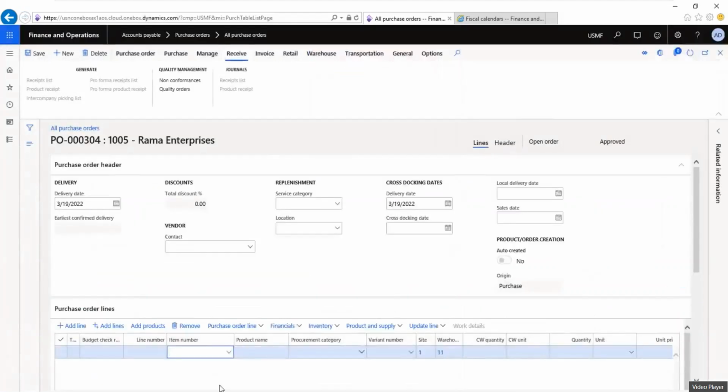Okay, and item, select item. So in your demo data, you will find 1000. You can select that item. How many quantity are you purchasing? Suppose 5 quantity. So just give me a second. It is getting saved.